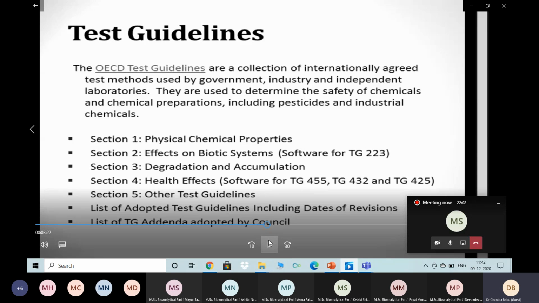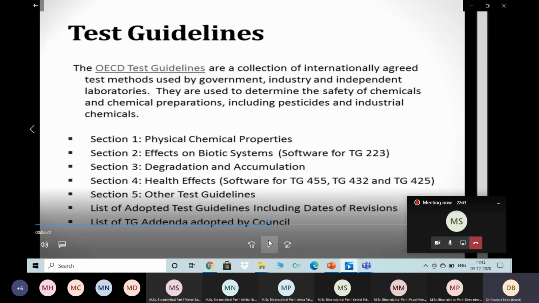For example, Section 1 says physical chemical properties, Section 2 says effects on biotic systems, Section 3 says degradation and accumulation rates, then Section 4 says health effects, which you can check by the software mentioned here: TG455, TG432, TG425, and the earlier one for biotic systems was TG223. The other test guidelines, the list of adopted test guidelines, including dates of revision, the list of toxicity guidelines and addenda adopted by the council. So these are the ones you'll be looking into.